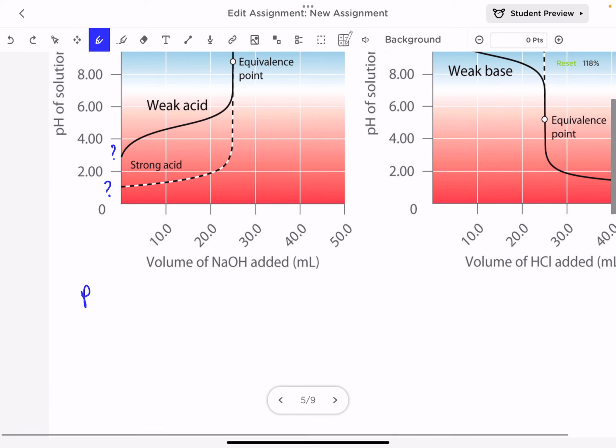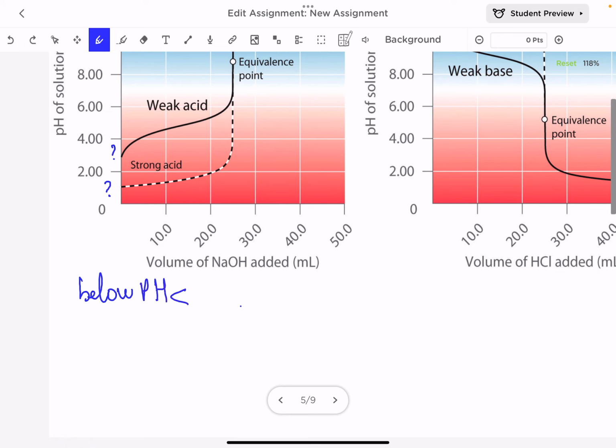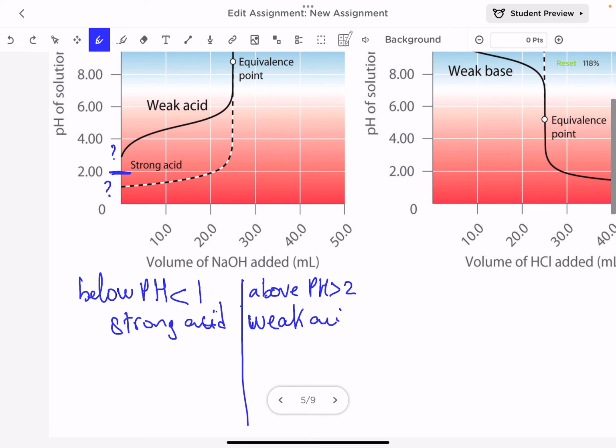If the curve starts below a pH of 2, most probably 1 or something, keep in mind that what you have is a strong acid. You are titrating a strong acid. Now, if the pH starts above pH of 2, like for example here, we are basically titrating a weak acid.